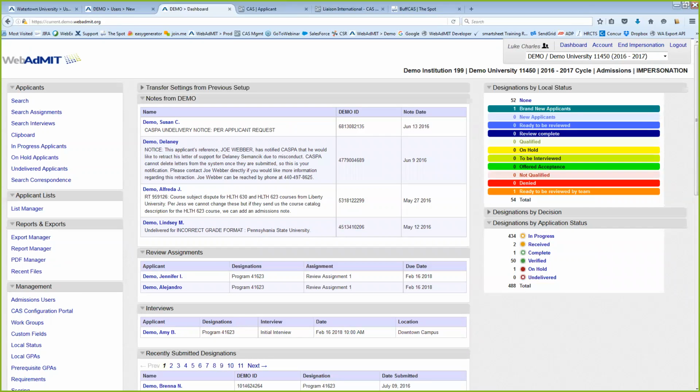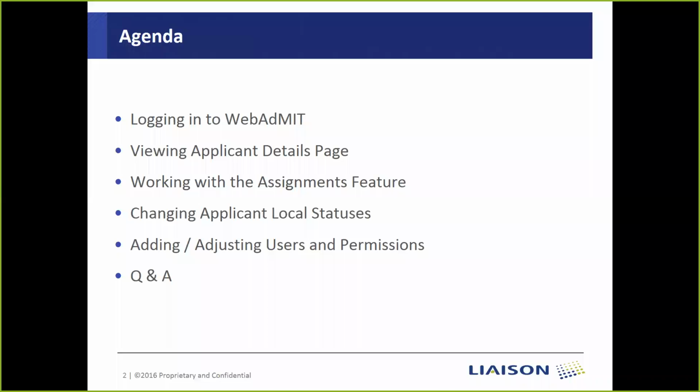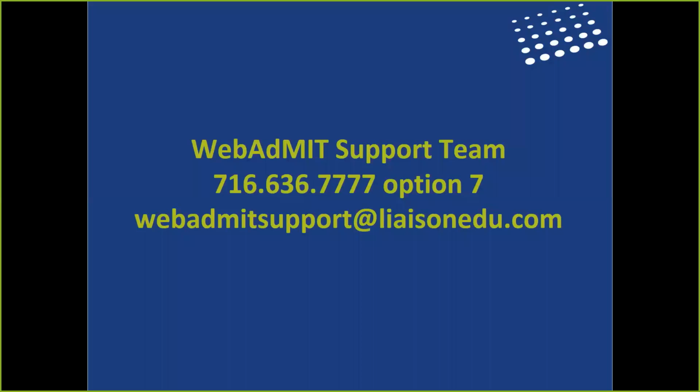One other thing to point out, though, before we open things up for questions, if you do run into any issues at any point, feel free to reach out to our support team. We have a team of people who support the WebAdMIT software, so they can answer any questions that you have, any issues that you run into. Feel free to reach out to them. The phone number is 716-636-7777, option 7, as well as you can reach them by email at webadmitsupport@liaisonedu.com. So you can reach out if you're having any issues within the WebAdMIT software. Feel free to reach out to our team using either of those methods.